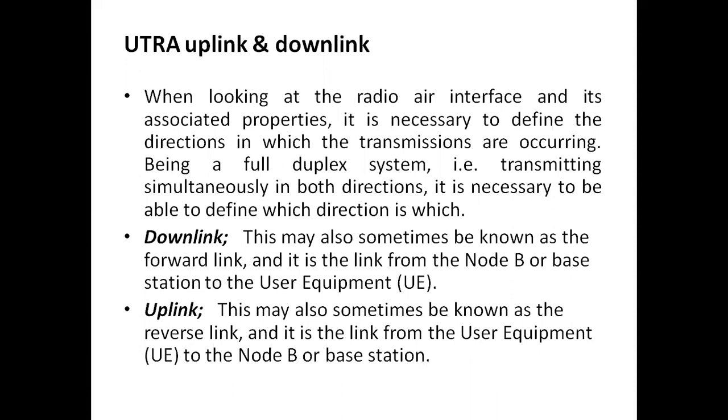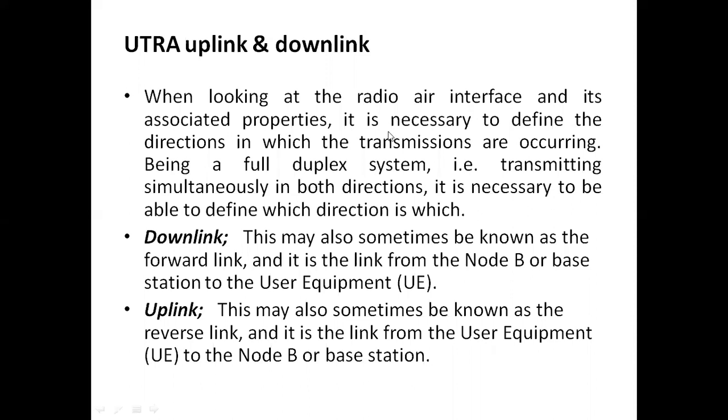First, let us take downlink. Downlink may also sometimes be known as forward link. It is the link from Node B, or base station, to the user equipment. User equipment means our mobile. So the link from the base station to the mobile unit is called downlink, and it can also be called forward link.